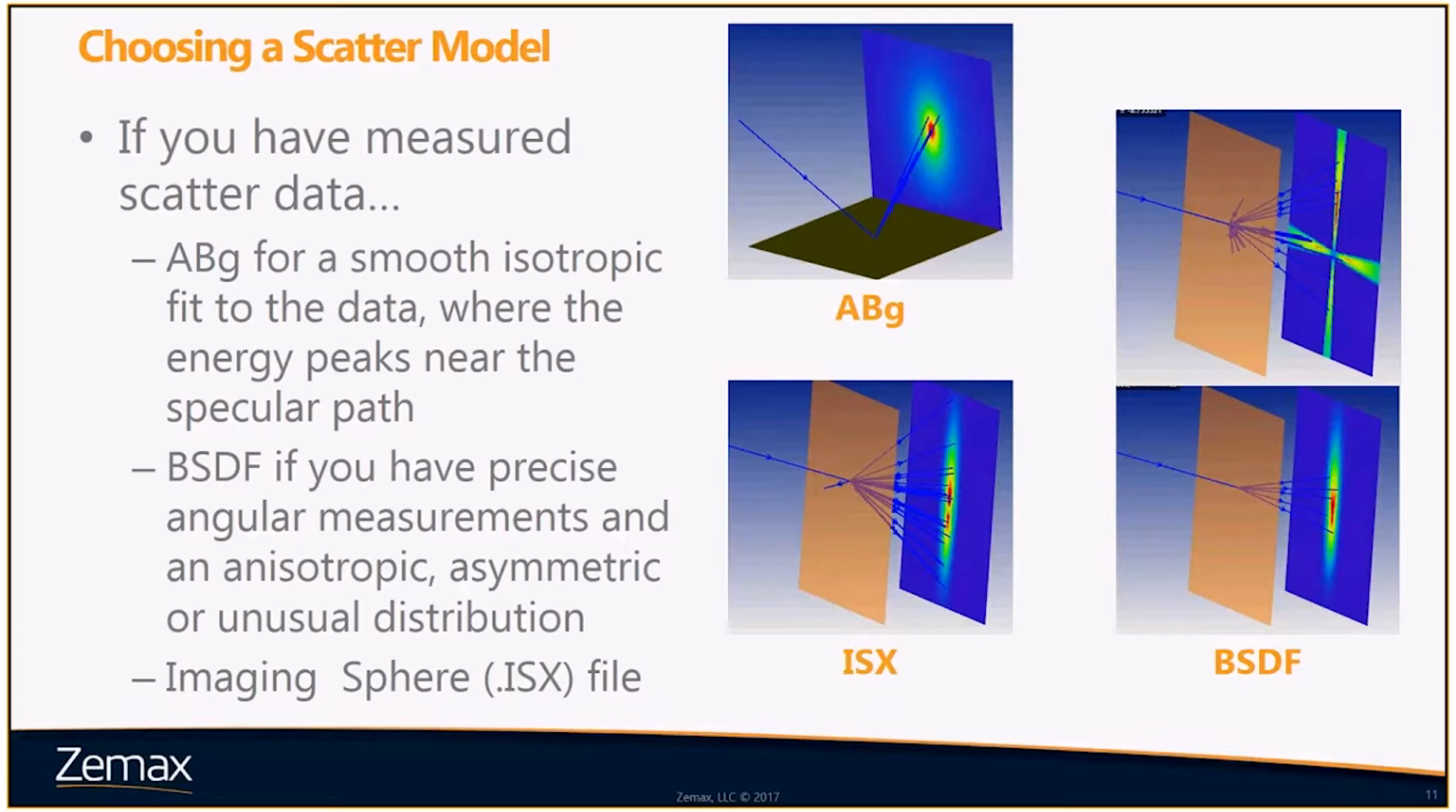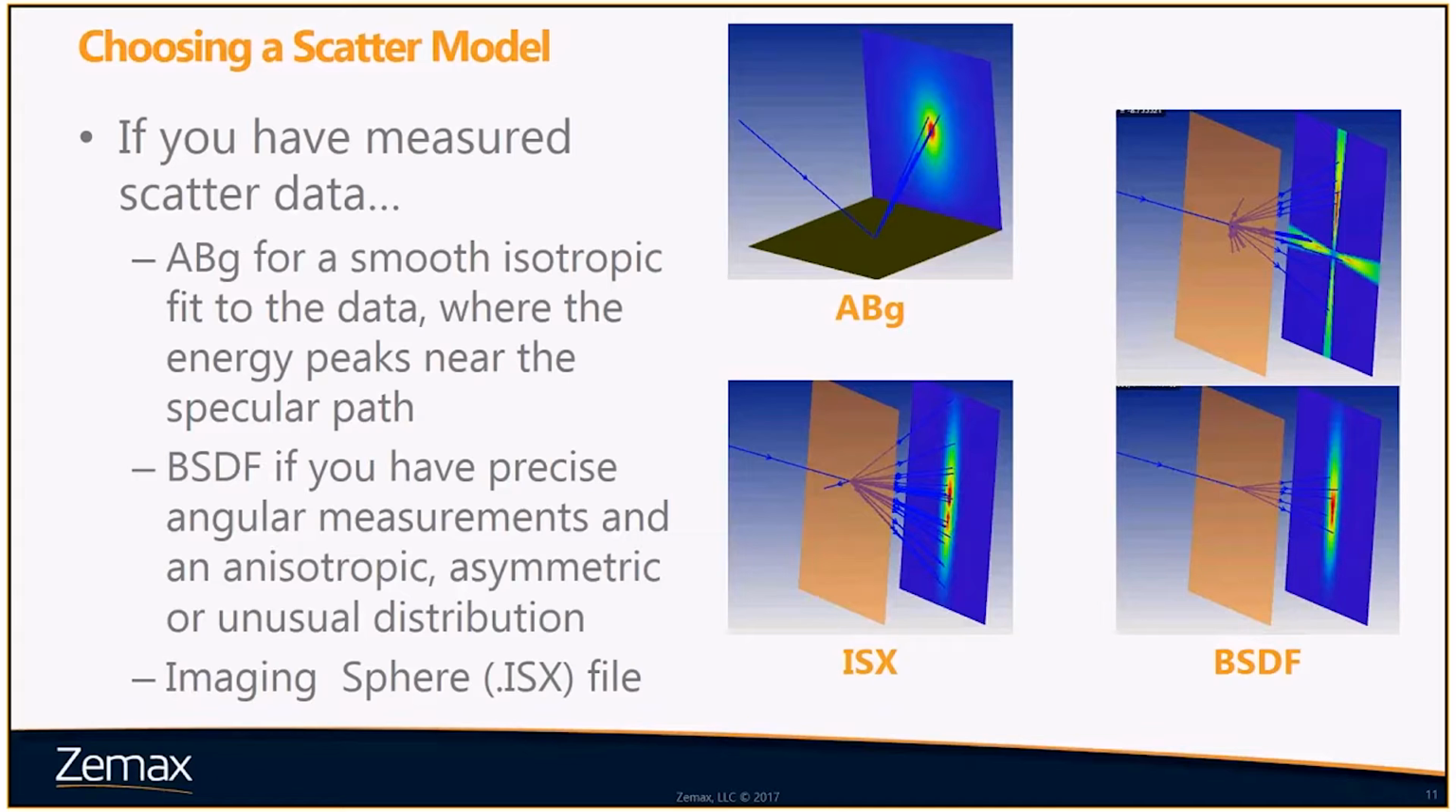BSDF is a great option if you have precise measurements. When I say angular measurements, what I really mean is in polar and azimuthal angles relative to the specular ray path. If you know how much energy goes into those various polar and azimuthal angle combinations, so essentially into the hemisphere or sphere about the specular ray path, then BSDF can be a great option. It does allow for anisotropic scatter modeling, and it also allows for asymmetric or unusual distributions. So when your scattering peak is not centered about your specular ray, BSDF is going to be a great option for you.